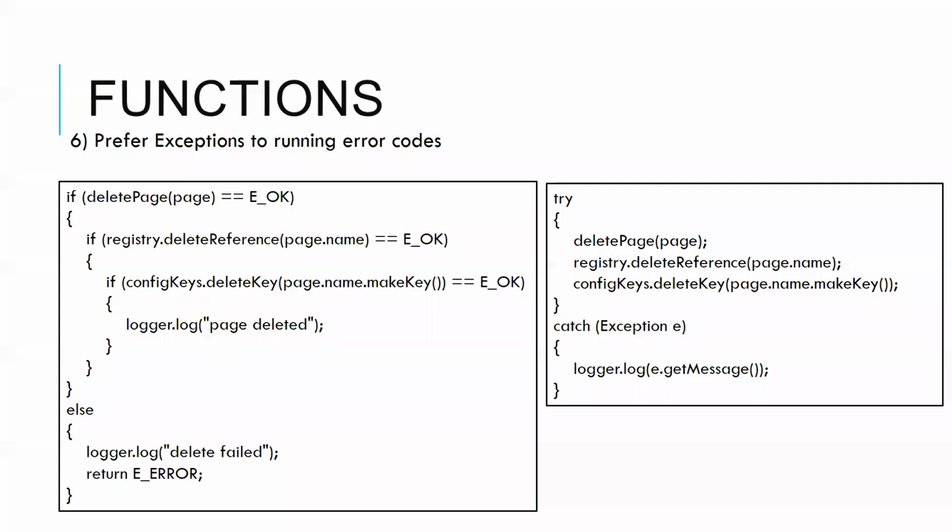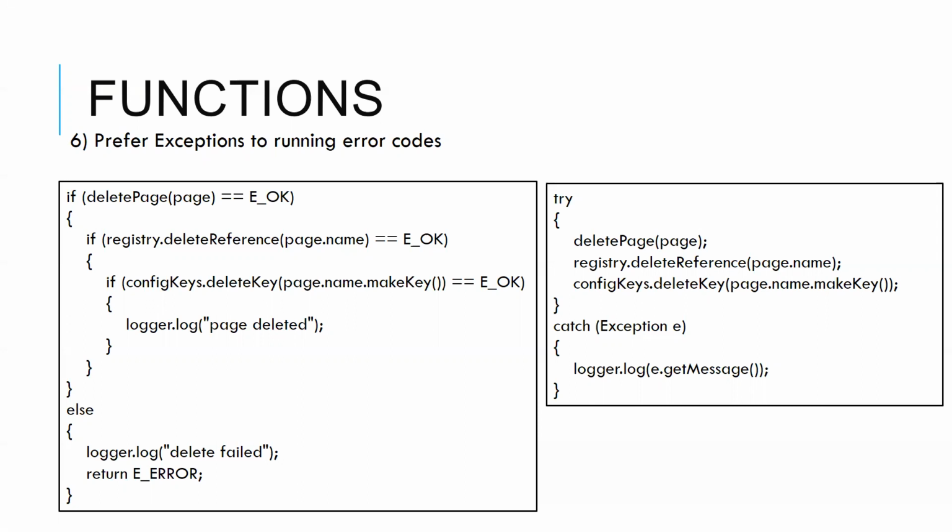Also, when it comes to functions, you should always prefer to throw exceptions instead of returning error codes. If you look at the code on the left hand side, first it tries to delete a page. If the deletion of the page was successful, then it tries to delete the reference of the page from the registry. Then it tries to delete the key which represents the page from the config keys. Now, if you write such code using error codes, then it causes a lot of nesting and it makes the code a lot messier.